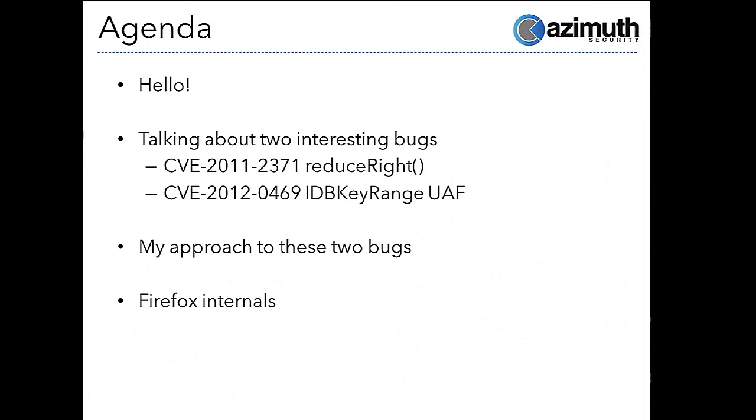There are two interesting bugs: the ReducedRight bug, which we'll talk about for the vast majority, and then this IDB key range use after free, and I'll talk about my approach to that and the Firefox bugs that I use.